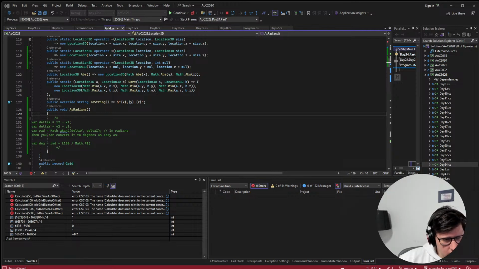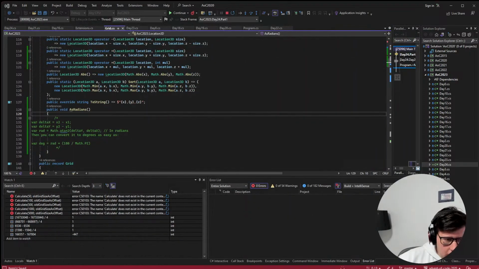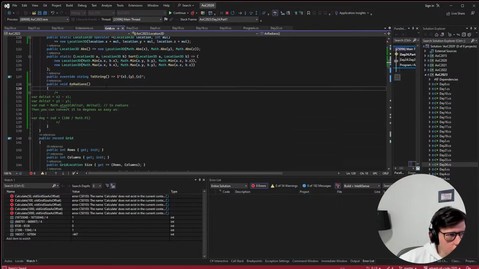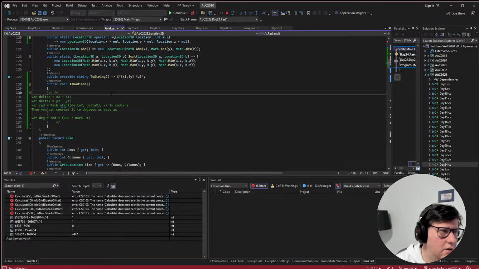Wait, what are they talking about with X2 and Y2? No, that's not it. Get a delta X. Okay, I already have these deltas here. So I also already have the delta X and Y. Then they say it's math.atan in radians. Okay, you can convert it to degrees as easily as this.